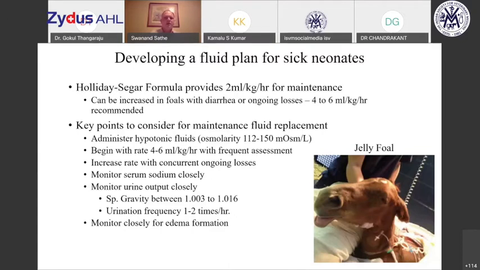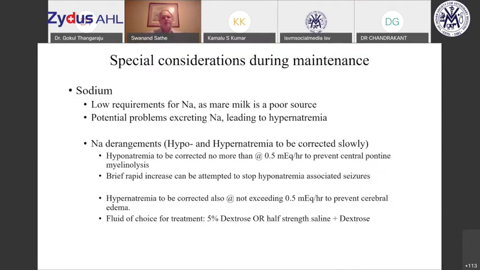Okay. So I'm just going to discuss very briefly certain electrolytes.